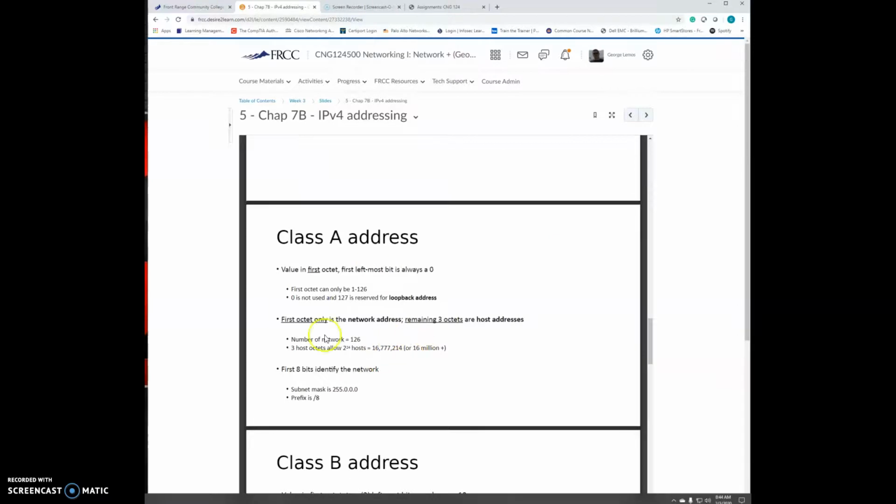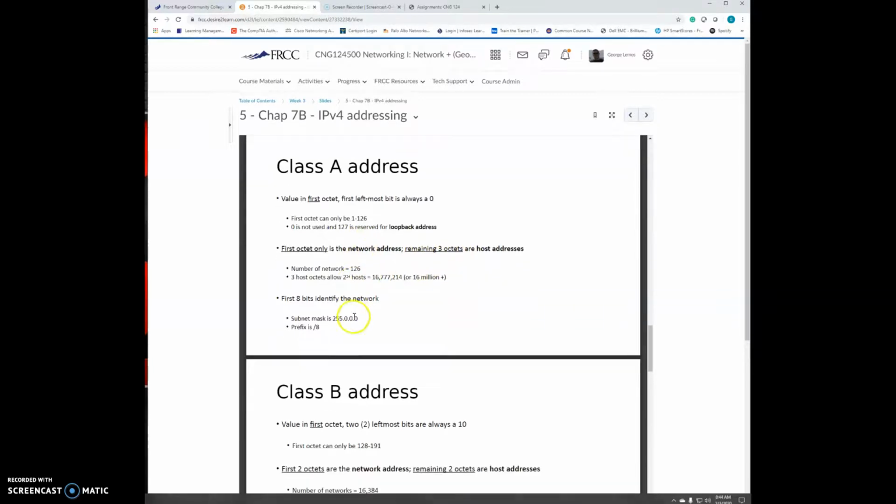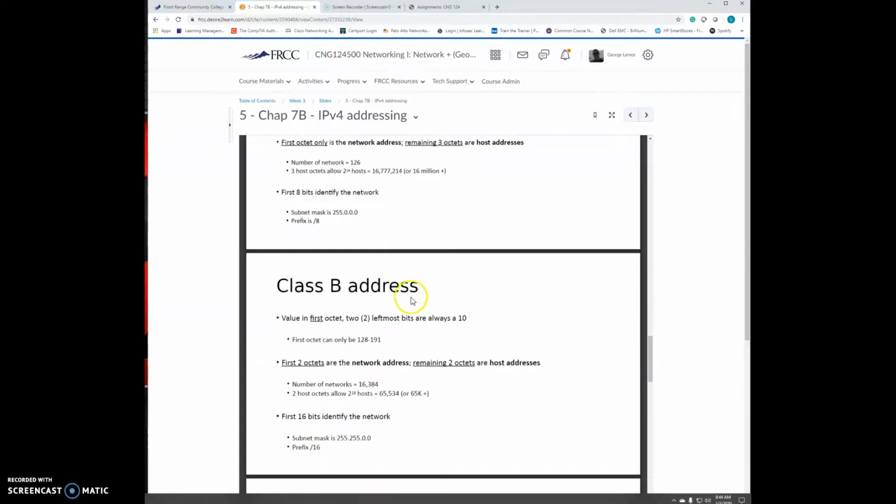Classful addressing, Class A. Here we have, once again, 1 to 126. The first octet is the only network address. So in a Class A, that first 8 bits belong to the network. The remaining 24 bits belong to the hosts. So we're able to manipulate those a little bit later on. But as we're learning, we have like 16 million addresses in a Class A network.